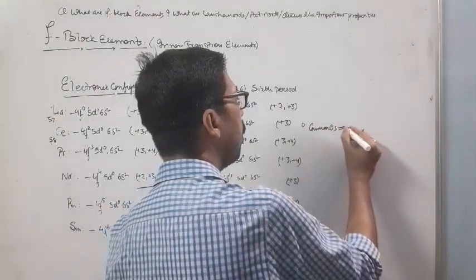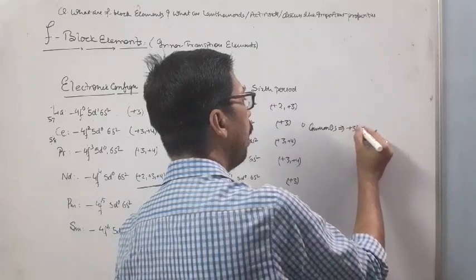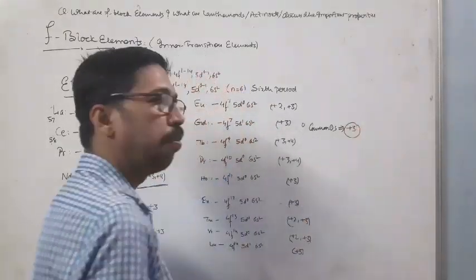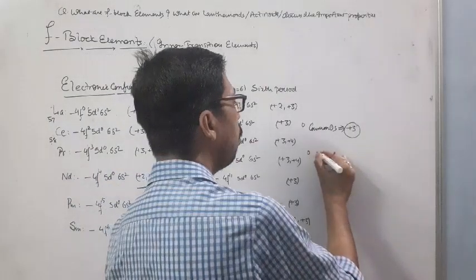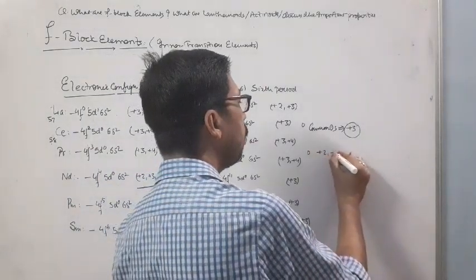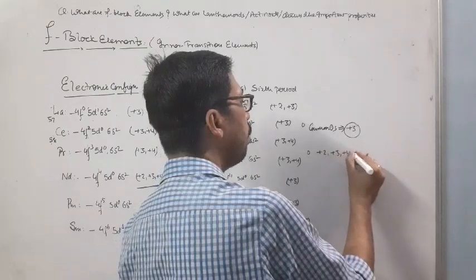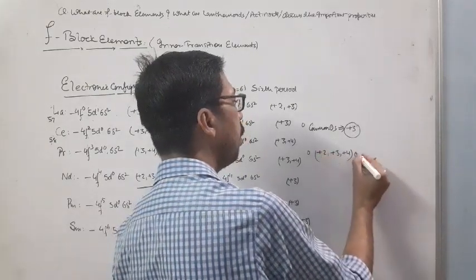The common oxidation state for lanthanoids is plus 3, but sometimes it can show plus 2, plus 3 and plus 4 oxidation states.